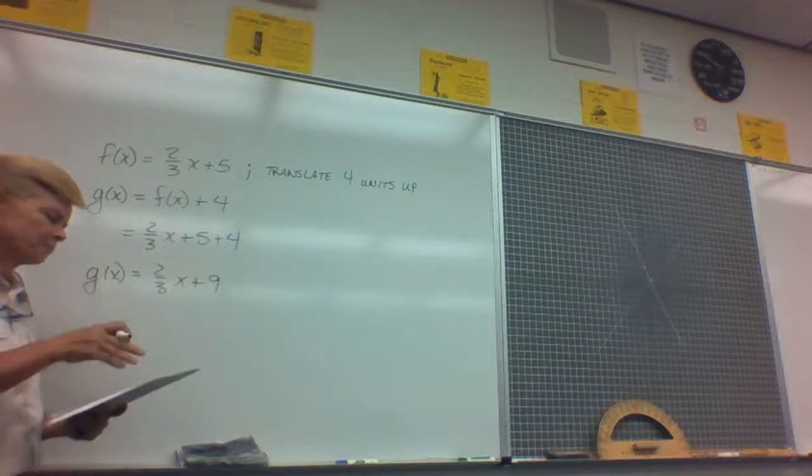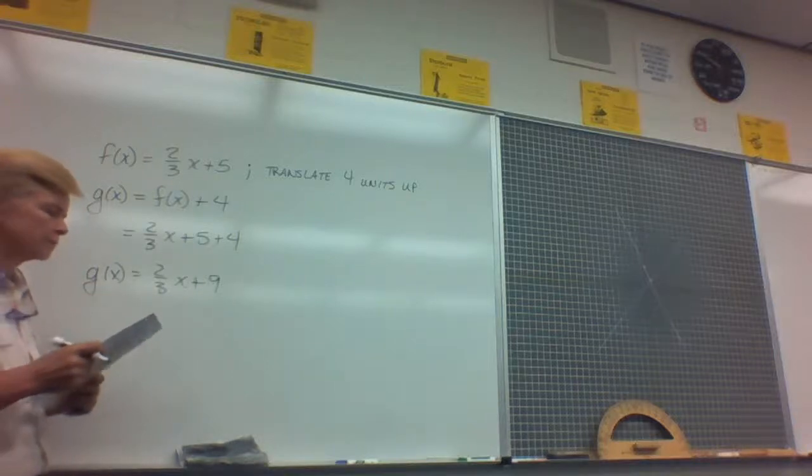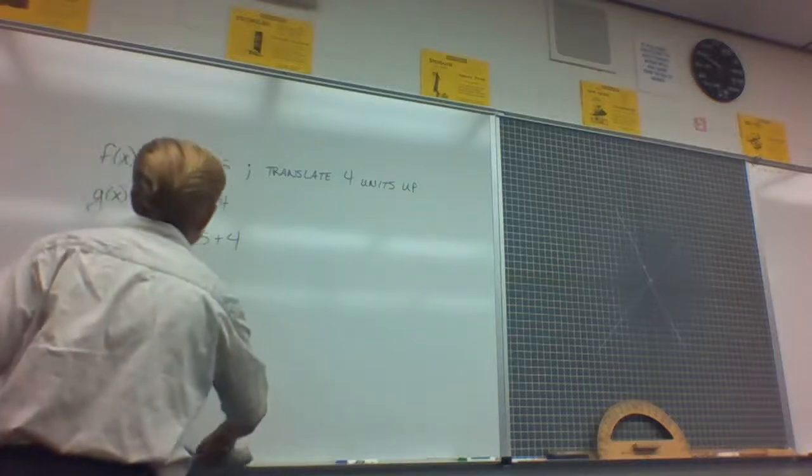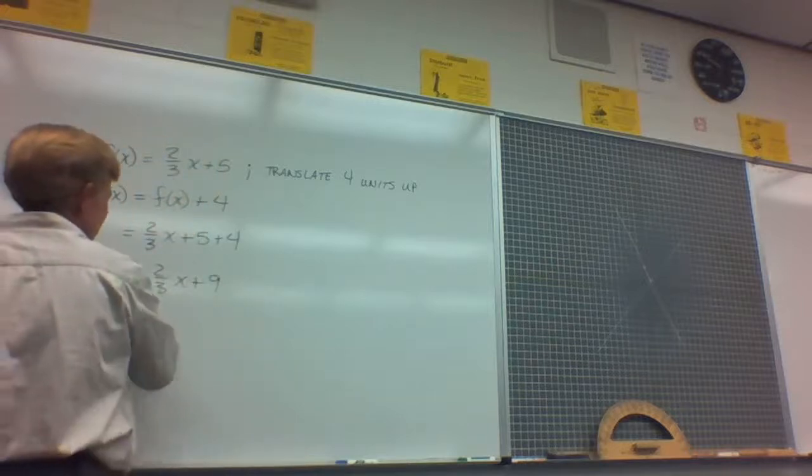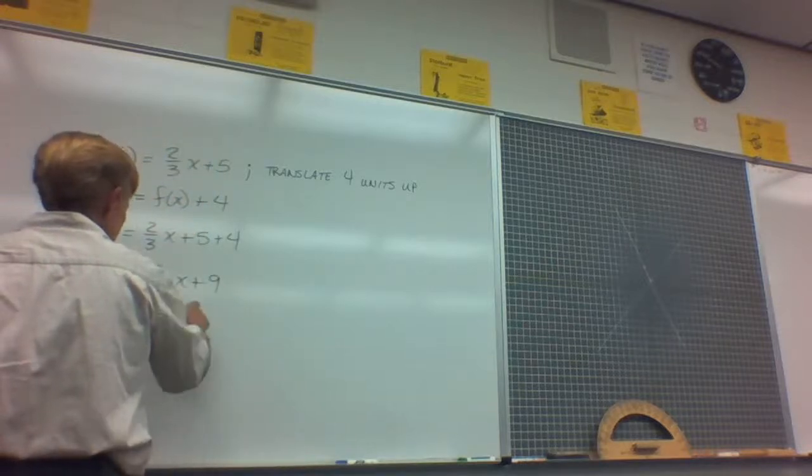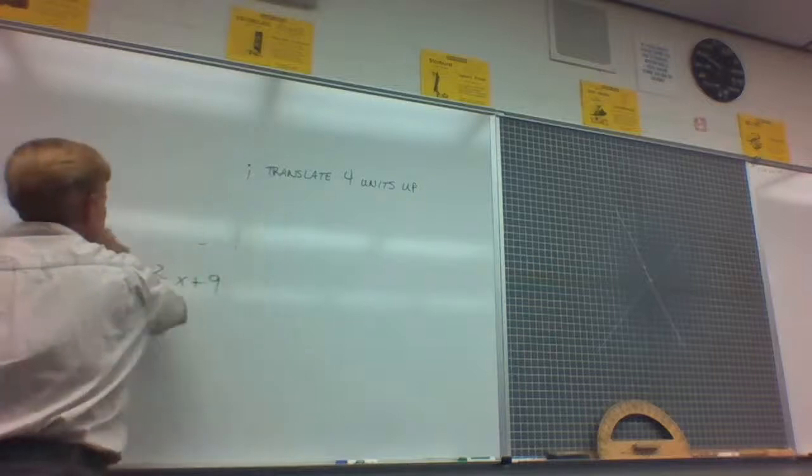Okay, so that was pretty easy. The next one, maybe not so much. This one is going to be quite a bit rougher. This is what you'd write in the blank, by the way. G of x equals. Make sure you're using g because that's what they told you to call it.